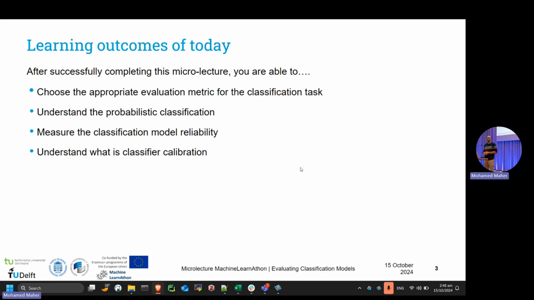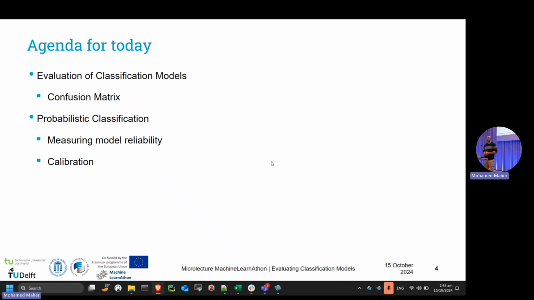The learning outcomes for today are that after this micro lecture, you should be able to choose the appropriate evaluation metric for the classification task, understand probabilistic classification, measure the classification model reliability, and understand what classifier calibration is. Our agenda for today is that we are going to start with evaluation of classification models, what the confusion matrix is, and then we'll move to probabilistic classification, measuring the model reliability and the calibration.